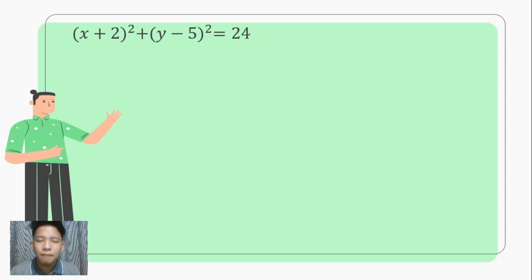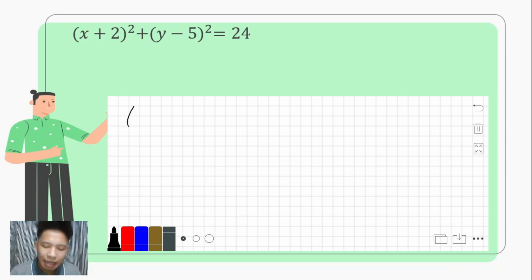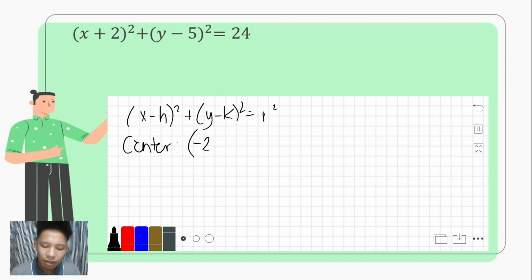By simply looking at our standard form of the equation of the circle, we can determine the radius and its center. Given the standard form x minus h square plus y minus k square equals r square, our center based on the given equation is negative 2, positive 5. And our radius, if you notice, it says there that r square equals 24.